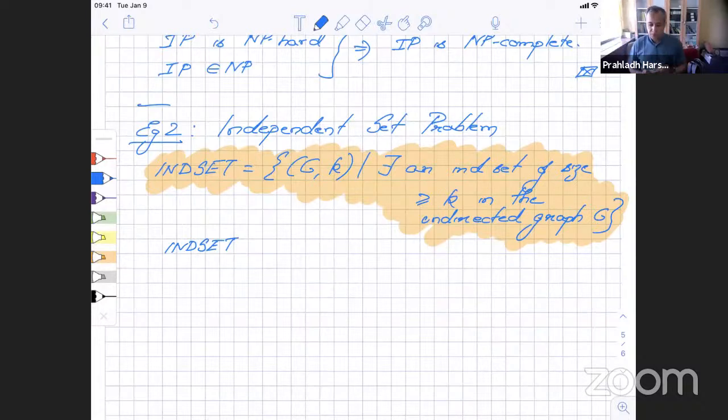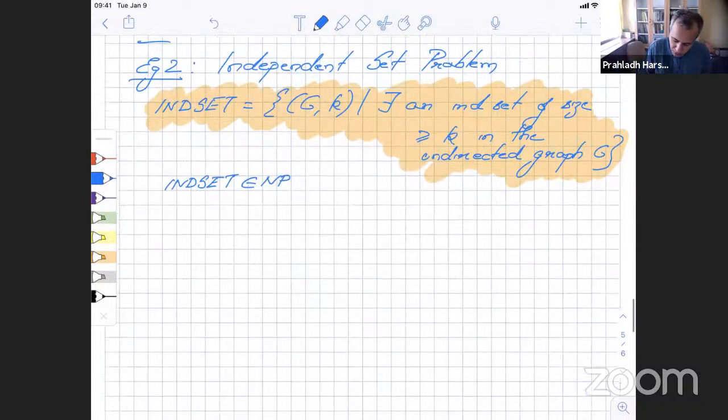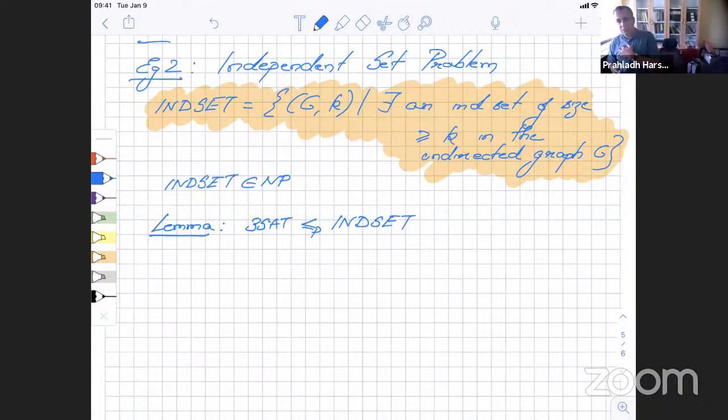And it's clearly a problem in NP because suppose there were an independent set of this size, you could give that as a witness, and now you just need to check that there is no edge between them. What we now want to show, the lemma which I now want to prove, is that 3SAT polynomial time reduces to ind set.